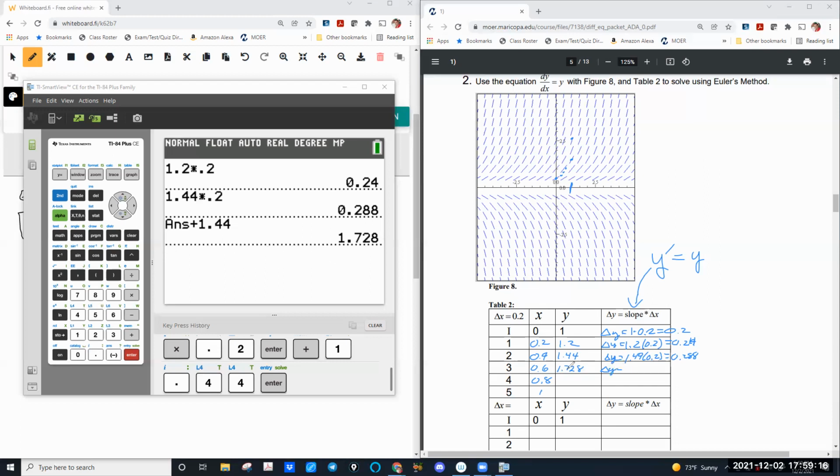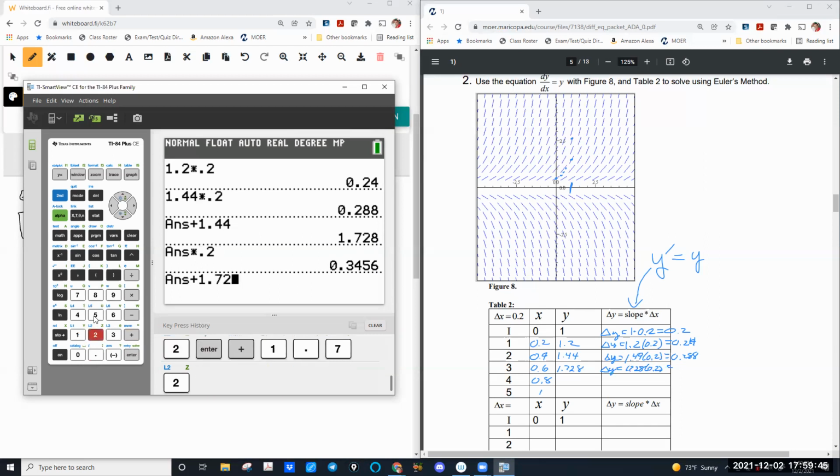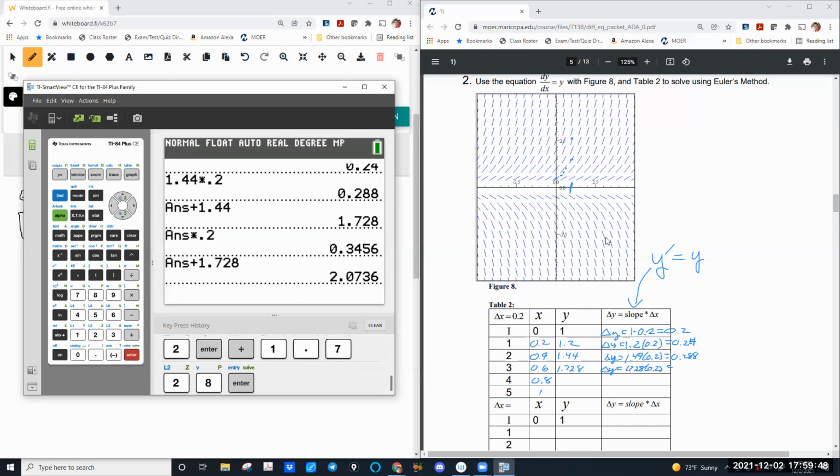All right, next one. We take the y, 1.728 times the 0.2. You're going to see the numbers start getting pretty long as far as the number of decimals. But check this out. I can do it all in my calculator. There's my slope times 0.2. There's my change in y. I add that to the old y, and now I am at 2.0736.